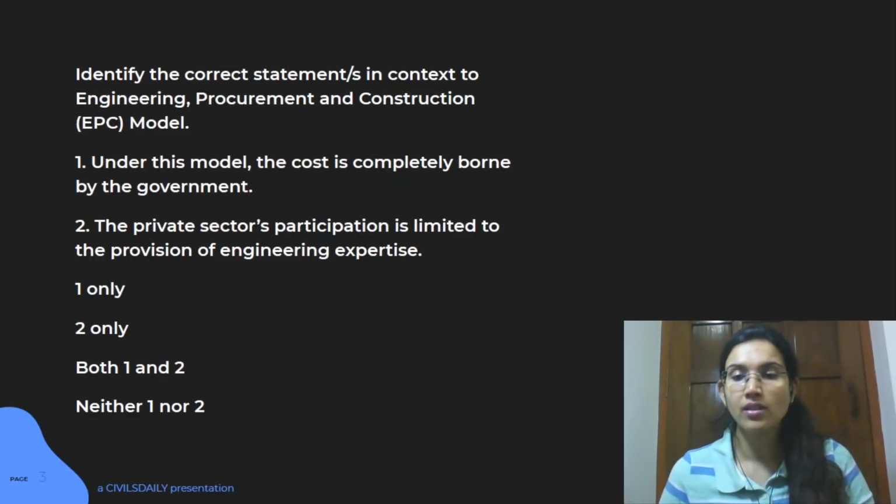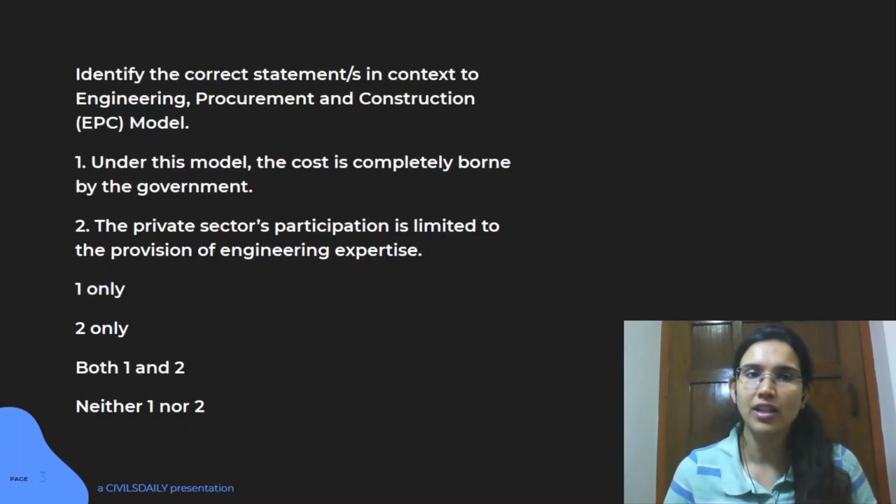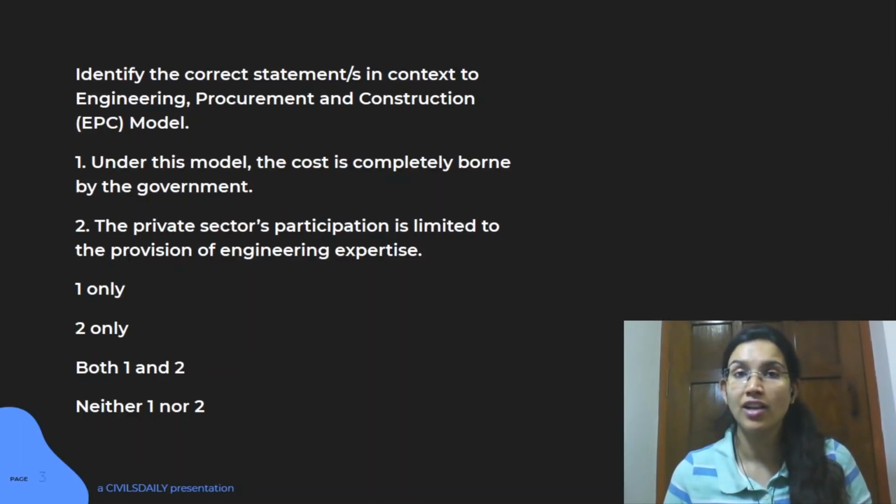Here, all the procurement of raw material, the construction cost, everything is borne by the government sector, and the private sector is only limited to providing the engineering expertise. If you look at another model, the hybrid model, there is a cost sharing of 60 to 40 percent, where the private sector provides some and the government provides some. In the Build, Operate, Transfer model, the private sector provides the finances completely, because there is a toll system attached to it.